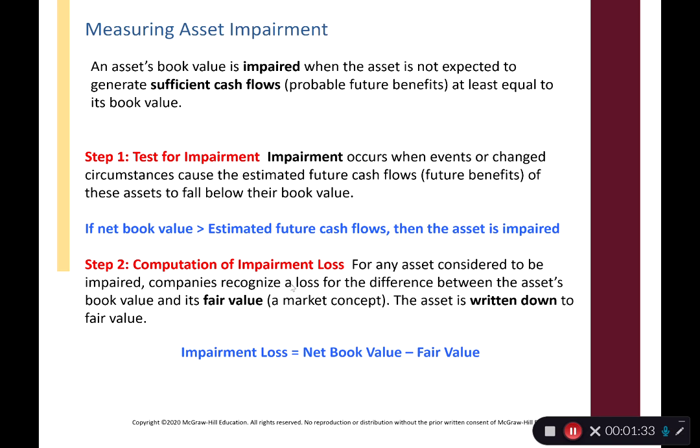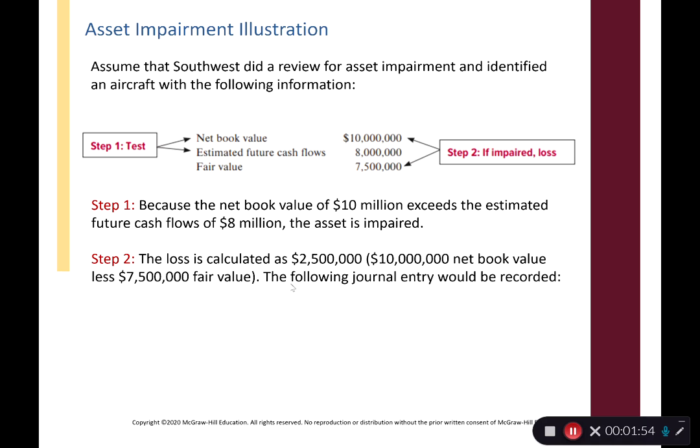It's very similar to the lower of cost or market rule. So if we have an impairment loss, it means that the cost that we have recorded on the books is higher than the market. And that's the same situation you would have with a lower of cost or market rule for inventory. How do we deal with that impairment? Well, let's look at an example.